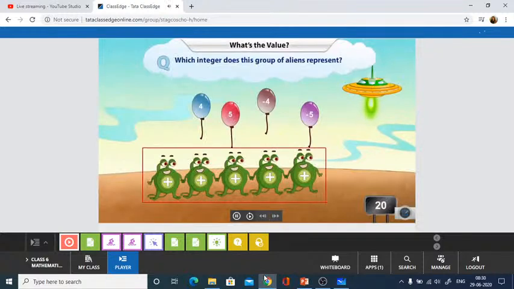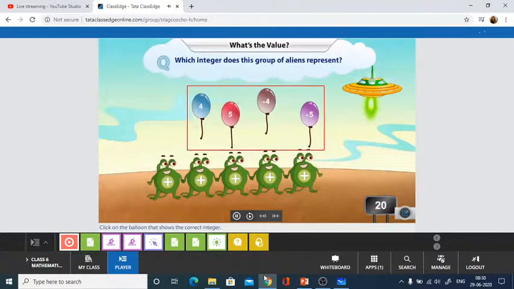Help the aliens reach their spaceship on time. For each group of aliens, click on the balloon that shows the correct integer. If you're not quick, the aliens won't make it to their spaceship. Which integer does this group of aliens represent?